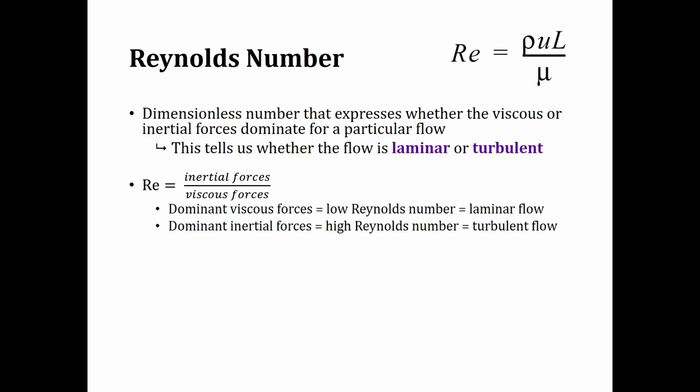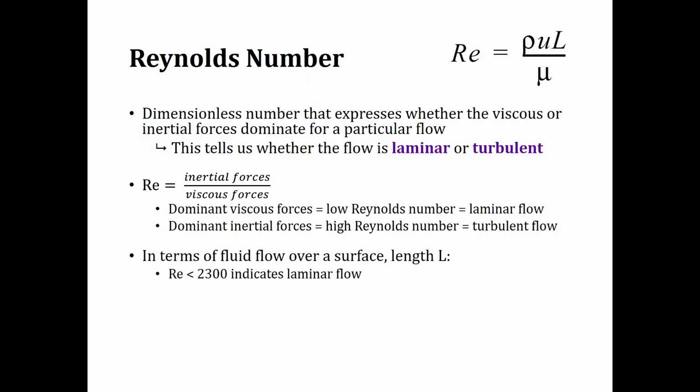We have the inertial forces on the top, the viscous forces on the bottom. Inertial forces means the tendency to move around. Viscous forces means the tendency to stick together. So obviously, if the viscous forces are dominant, everything wants to stay in place, wants to move smoothly in a laminar flow. So if you have dominant viscous forces, that means you've got a laminar flow. Dominant inertial forces means everything's got a lot of energy, it wants to move around, and that's what causes turbulence. So if your inertial forces are dominant, that gives you a turbulent flow.